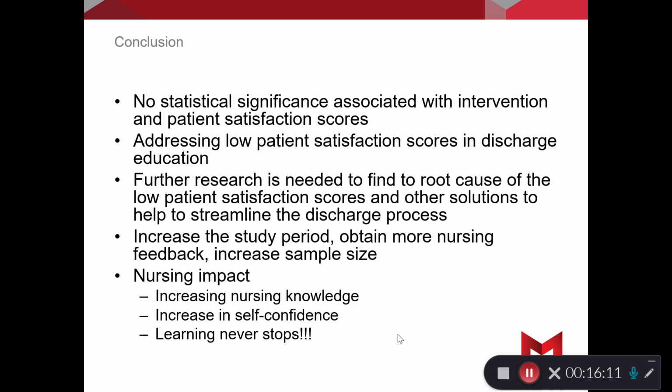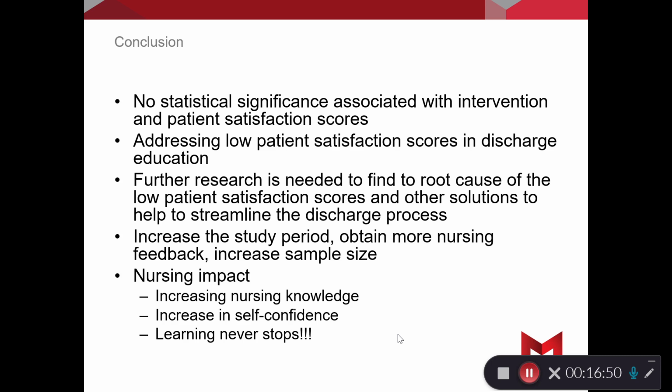Also, another recommendation is to obtain more nursing feedback. So we do have in the unit admission and discharge nurses. So it will be a good idea to get more feedback and recommendations from them along with the staff nurses that are actually doing the discharge education on the job. Just to further support the data and to further increase nursing compliance. And it's recommended to increase the sample size just so we can get more accuracy and more quality in our data.